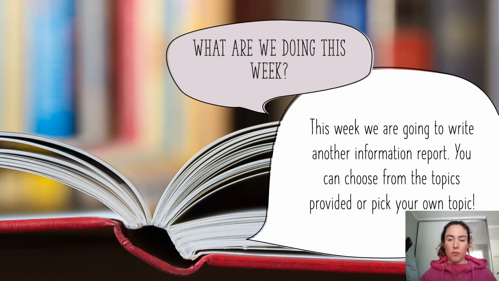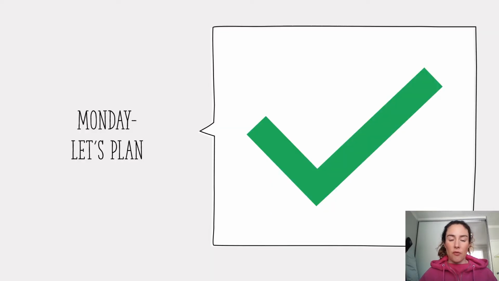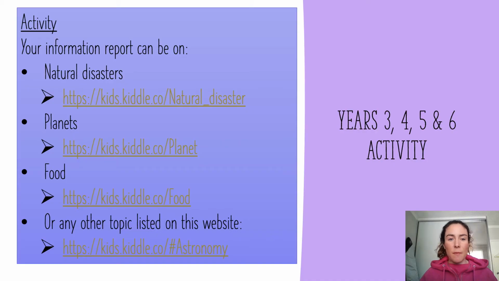This week we are going to write another information report and you can choose from the topics provided or pick your own topic today. So for Monday's lesson, we're going to start by planning what we're going to write. So your information report can be on natural disasters, planets, food, or any other topic listed on the website that's provided in the link there.